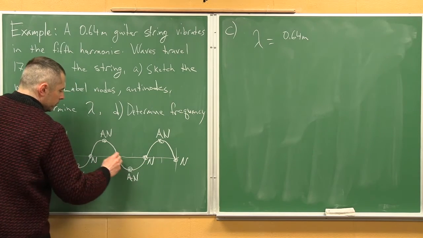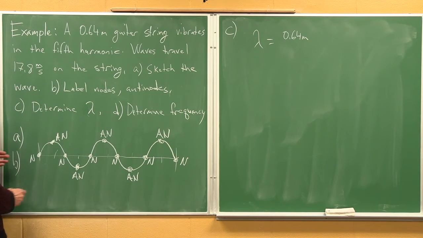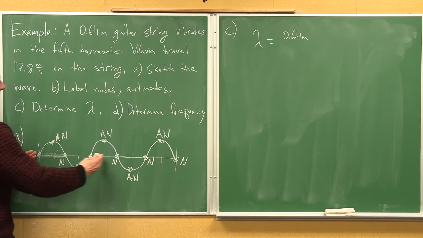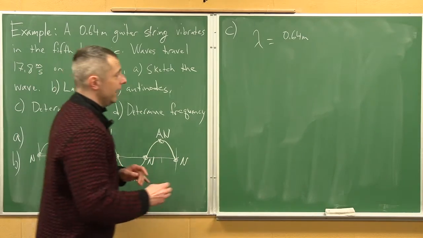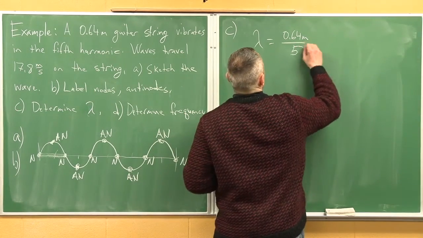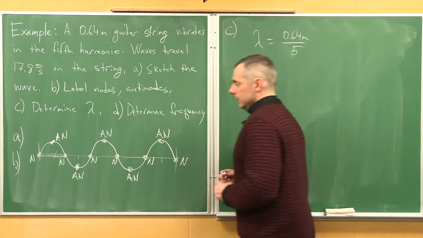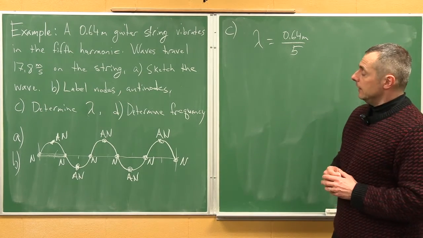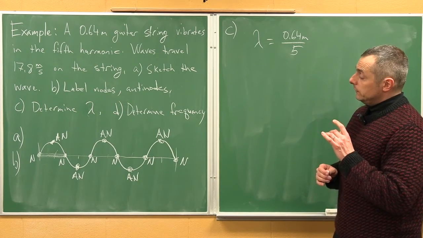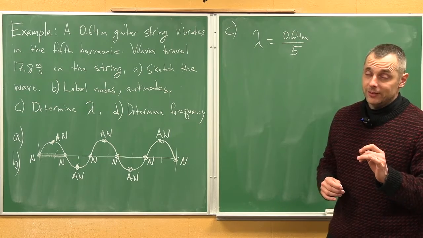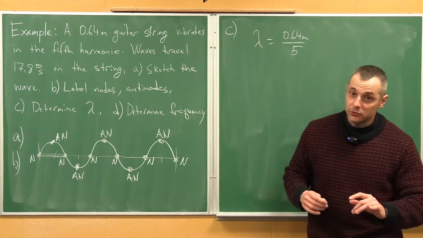So I've got 1, 2, 3, 4, 5 segments. So let me find just this length right here by dividing the length of the guitar string by 5, because that's how many segments I have. So right there is this length that I shaded in that diagram. But that's not a wavelength, it's only a crest. A wavelength is a crest and a trough.